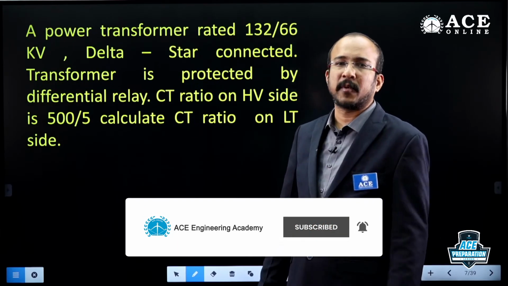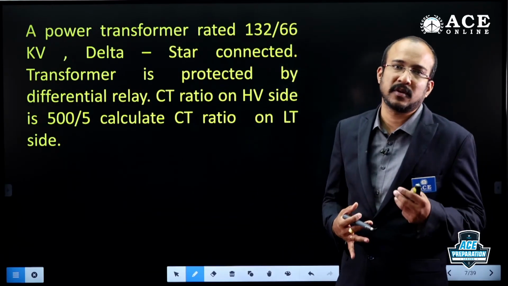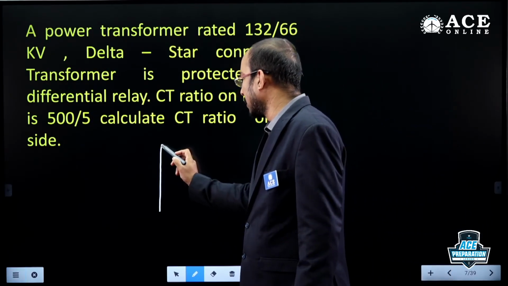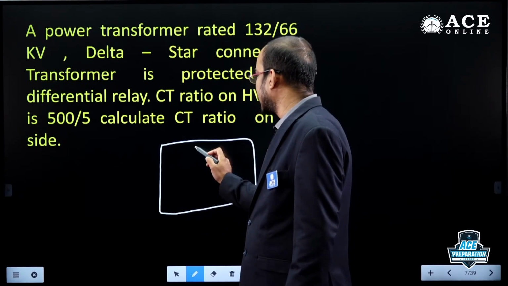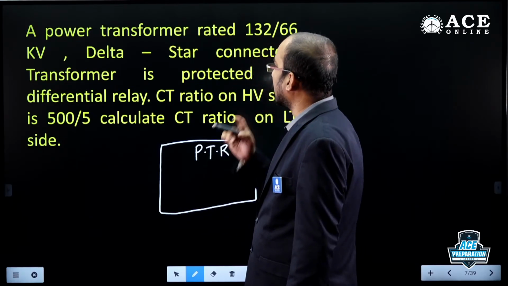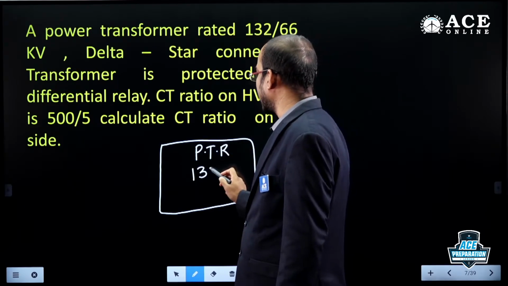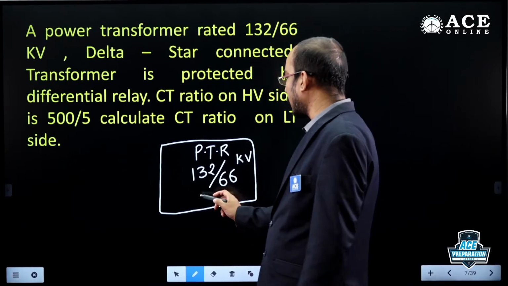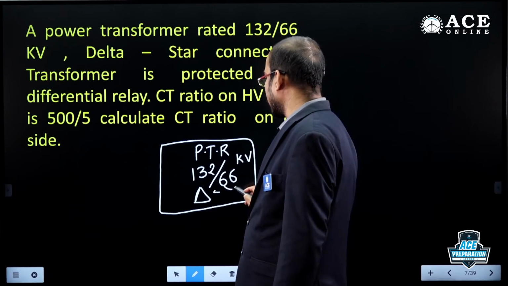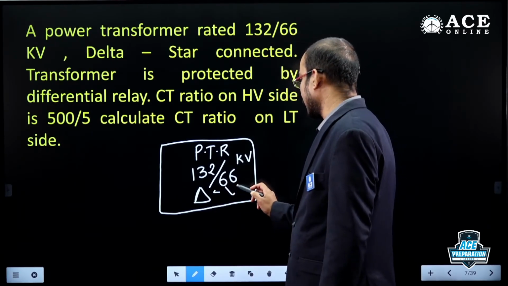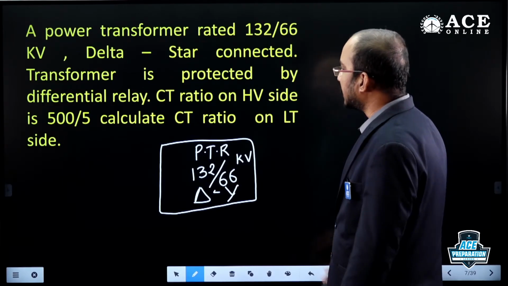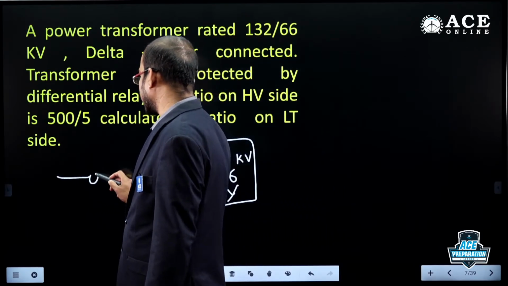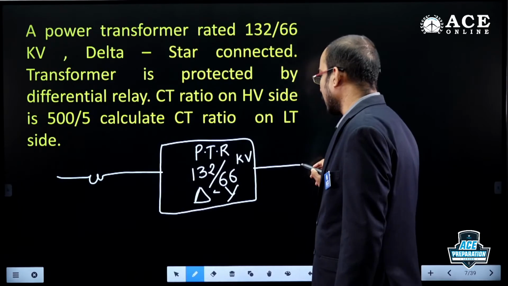Whenever you observe a problem on CT ratio, first identify what data is given. The power transformer ratio is 132 by 66 kV. What type of transformer is it? Delta star connected. It is protected by differential relay. So what will you do? We will connect the CTs on either side. The primary of the CT directly carries the line current.